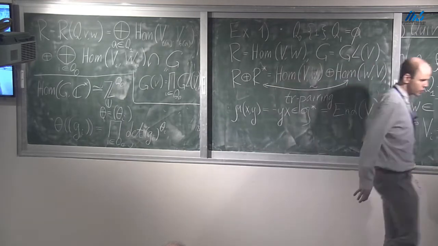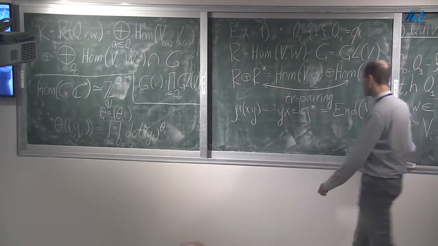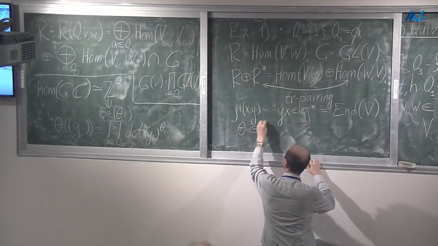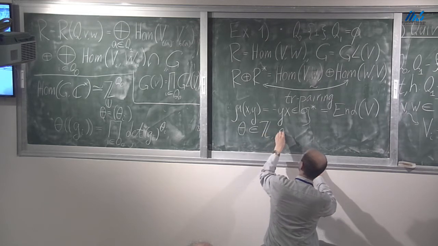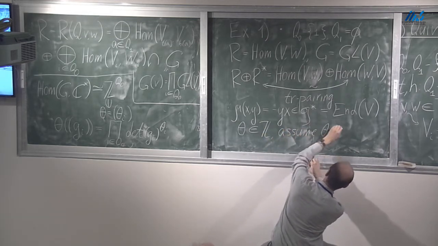So next, I need to pick a character. And I assume that my character will be positive. So theta, which is an integer, so assume theta is bigger than 0.